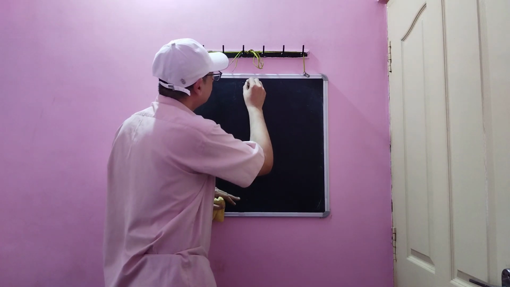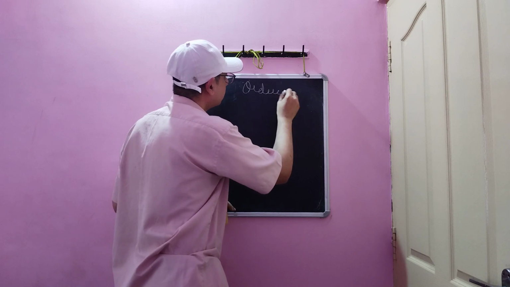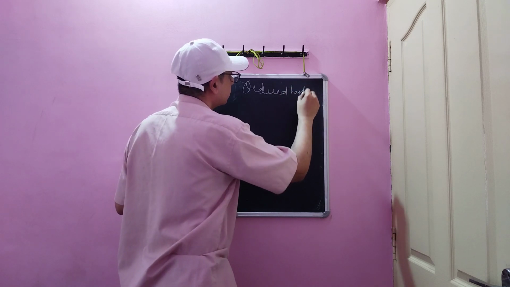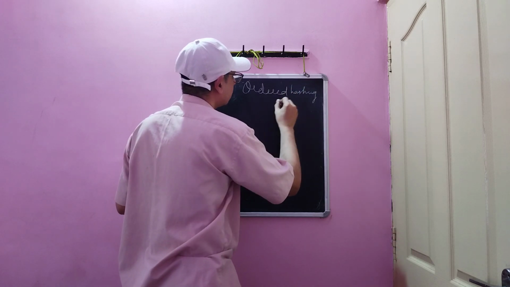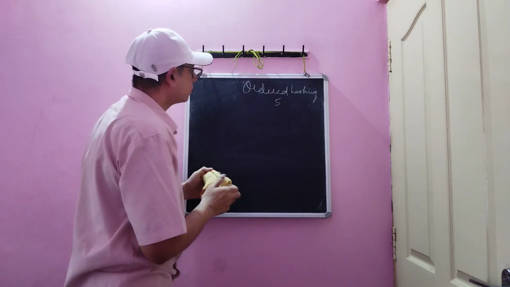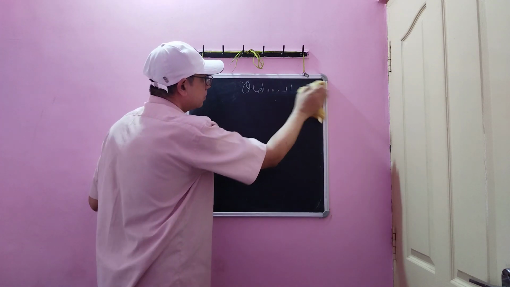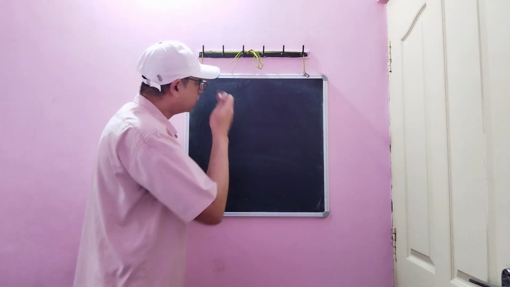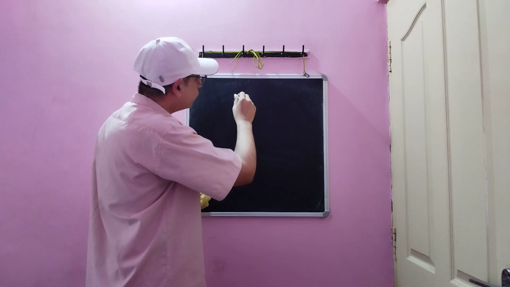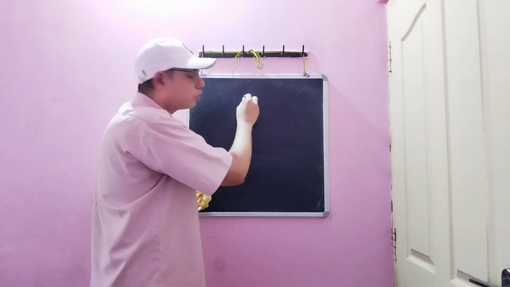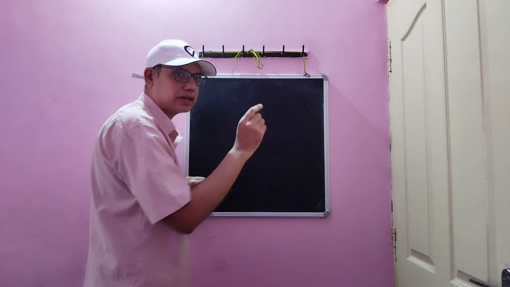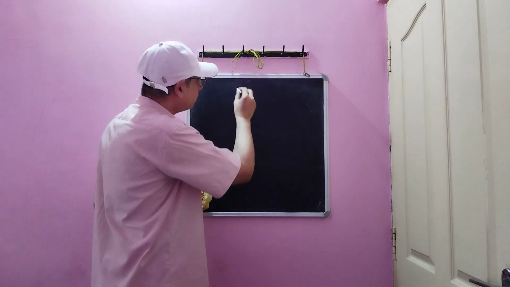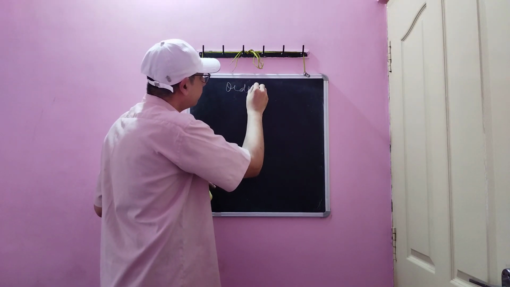The following is a video on ordered hashing part 5. This form of hashing is based on the idea of using data to denote or to represent an operation. Thus, in this case, we have ordered hashing number 5.